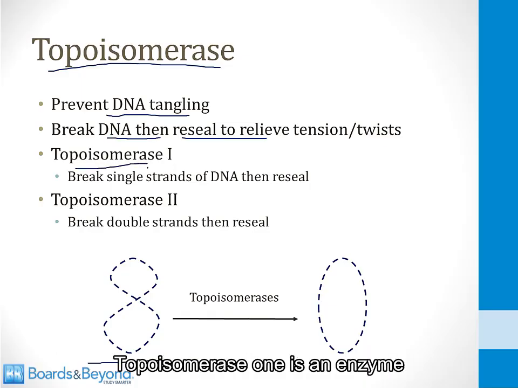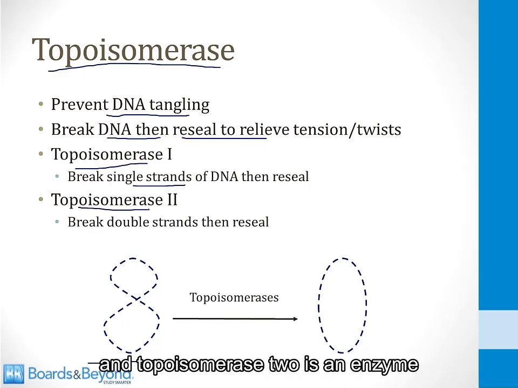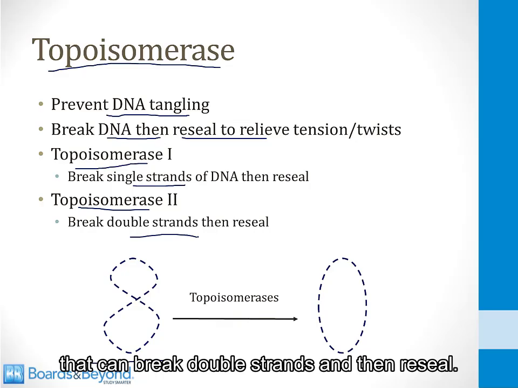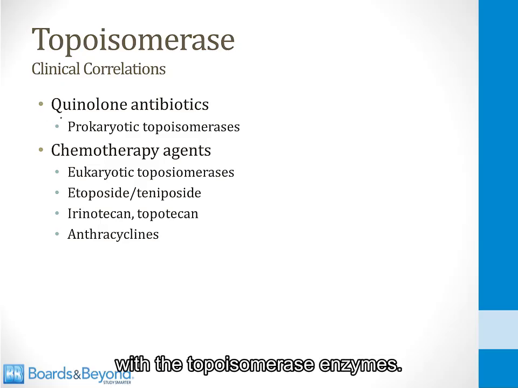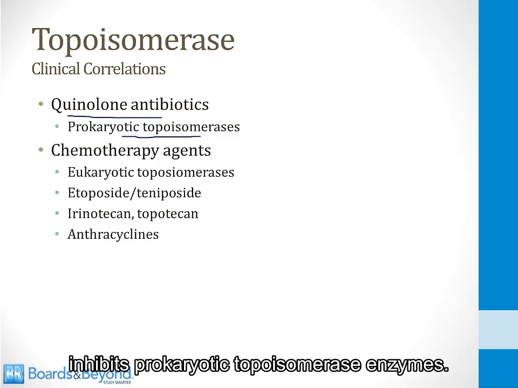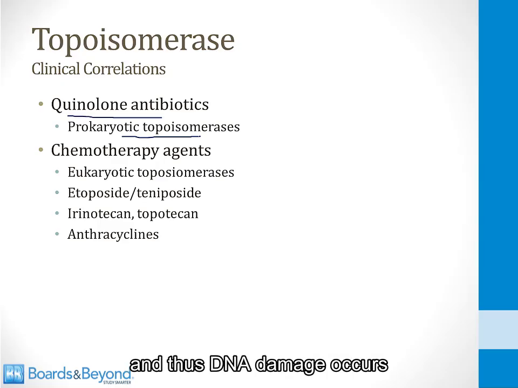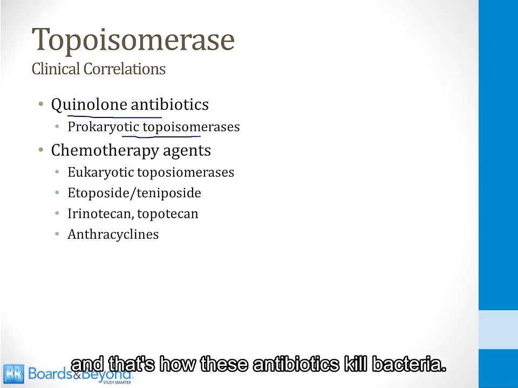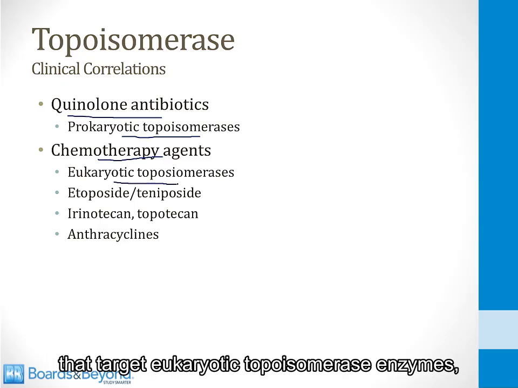Topoisomerase I is an enzyme that can break single strands of DNA and then reseal, and topoisomerase II is an enzyme that can break double strands and then reseal. And there are a number of clinical correlations with the topoisomerase enzymes. The quinolone class of antibiotics inhibits prokaryotic topoisomerase enzymes. This leads to breaks in DNA strands that cannot be resealed, and thus DNA damage occurs, and that's how these antibiotics kill bacteria. There are also a number of chemotherapy agents that target eukaryotic topoisomerase enzymes.